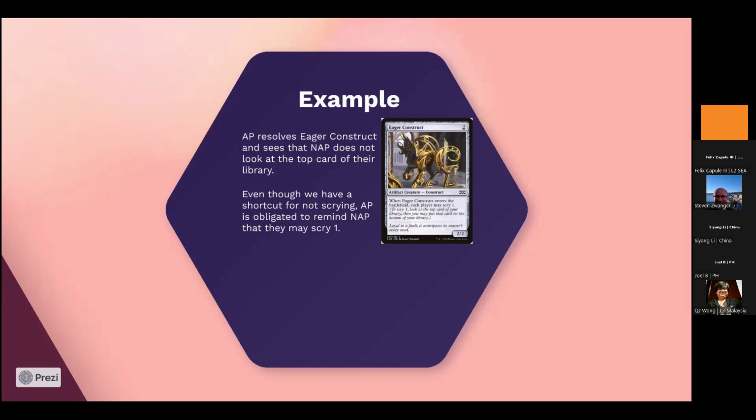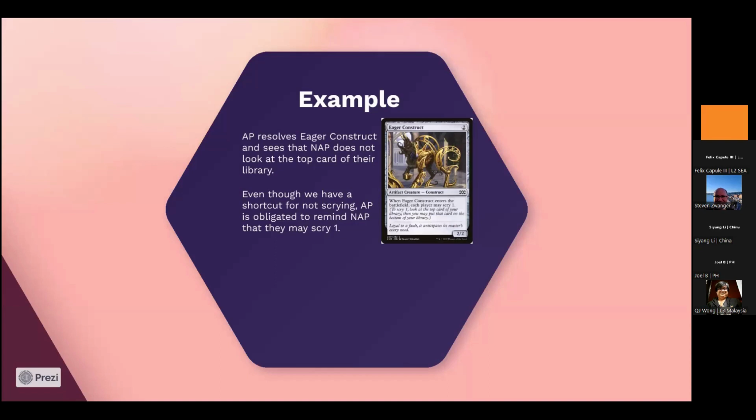Ian asks, if they're assumed to have scried but didn't, can they still look at the top card later on? Well, players are not allowed to look at the top card of the library at any time, unless they have an ability that lets them do so. So if the turn has advanced past the scry, I would not allow them to look at the top card, because if they did scry and leave it on top and they forget what it is, they're not allowed to look at it later. So I would treat it the same way.